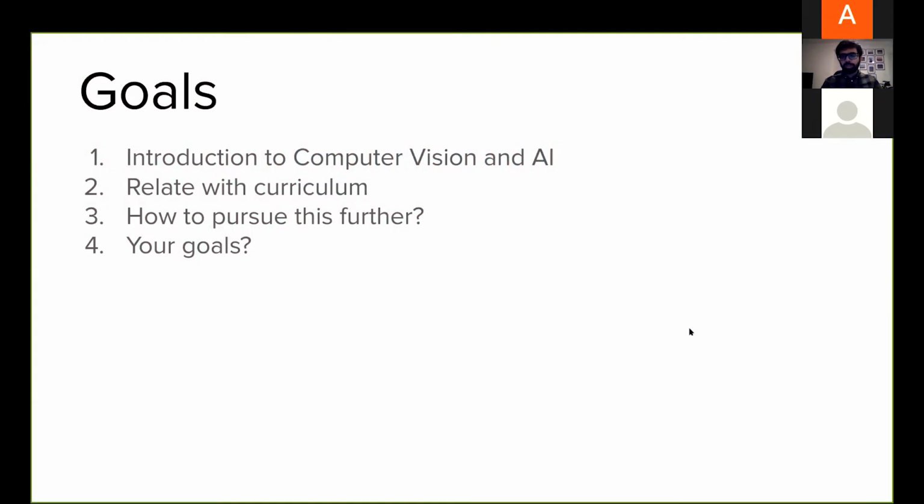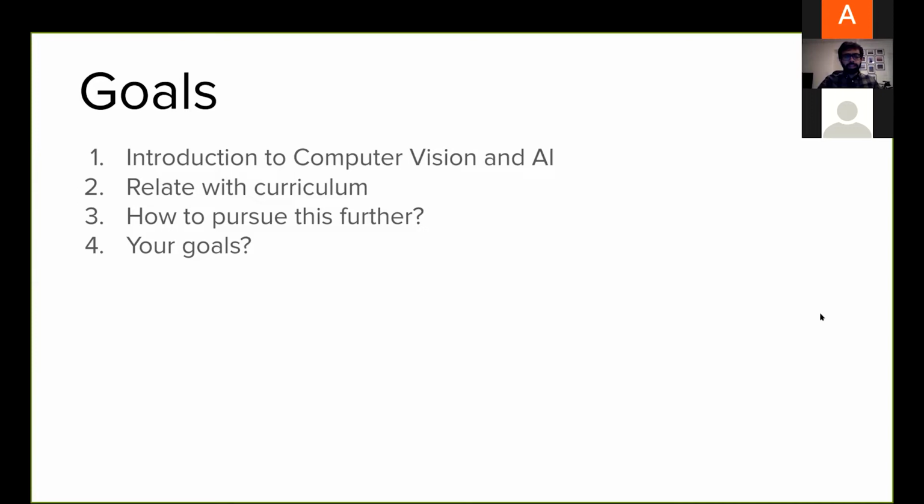So what were the goals that I started off with, and how I want to structure this talk. First of all, I'm going to start from the very beginning. I want to introduce you to this field of computer vision and artificial intelligence. And whenever I can, I'll try to relate it with your curriculum and also give you some insights into how you can pursue this further at undergraduate level and later even in graduate school.